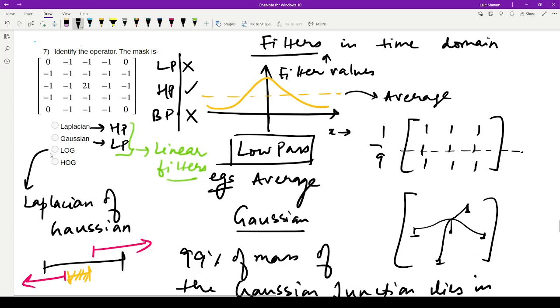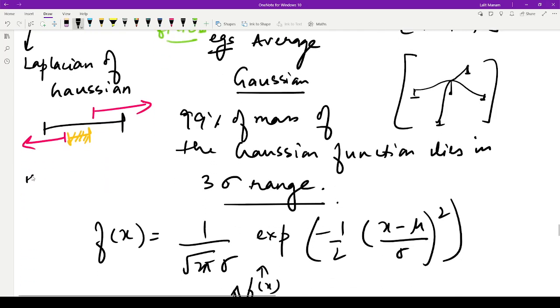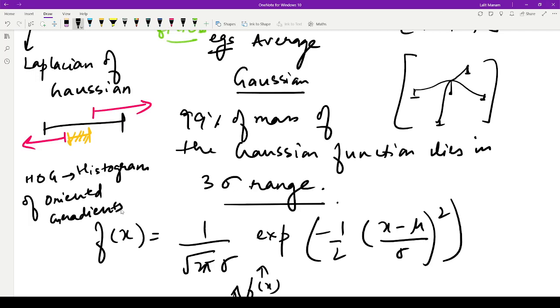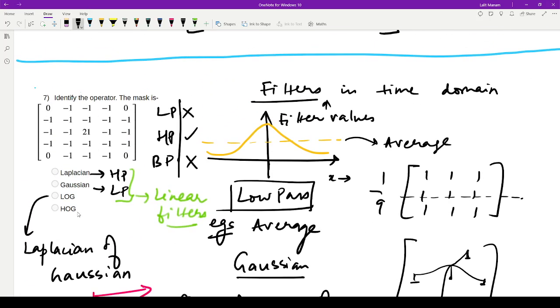HOG is actually not even a filter. If someone has heard of it, it is histogram of oriented gradients. Just write it down. HOG is histogram of oriented gradients. So this is actually used when you want to extract features from the image. Features in the sense if you want to extract some special points on the image which will try to capture the structure of the image. So that's where HOG is used. It's not a filter, so it doesn't qualify for this question. It's just given to confuse.